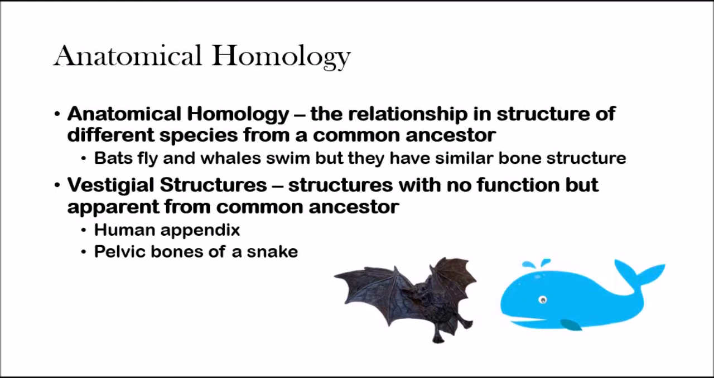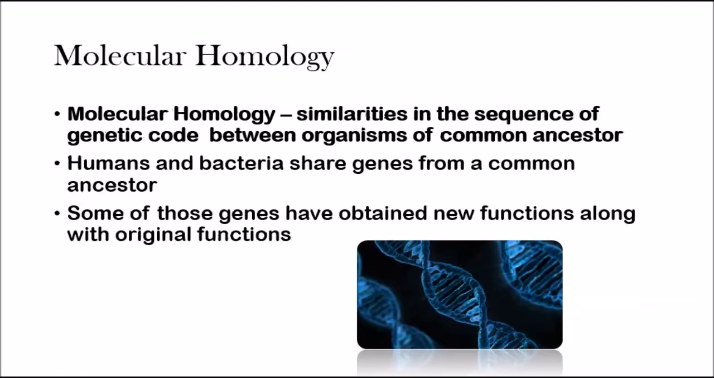Another example of a vestigial structure is the pelvic bones of a snake. One of the ancestors of a snake had pelvic bones, so all snakes have pelvic bones, even though they're completely useless to snakes. Now, the second type of homology is molecular homology. Molecular homology is similarities in the sequence of the genetic code between organisms of a common ancestor. Humans and bacteria are very different organisms, but because humans and bacteria have the same common ancestor, they share similar genes.